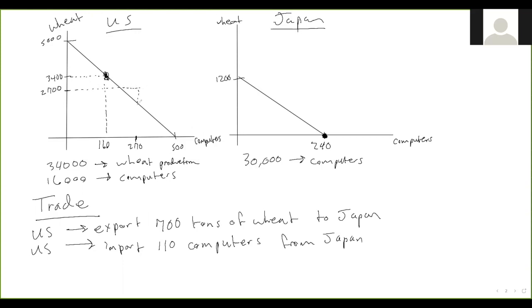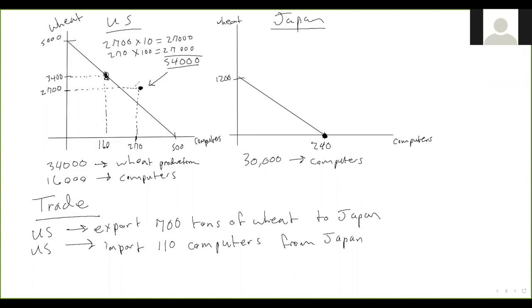which is actually outside of their production possibilities frontier, right? And we can quickly verify that mathematically. 2,700 tons of wheat times 10 hours is 27,000 hours of labor, and 270 computers times 100 hours is also 27,000 labor hours. So this allocation here requires 54,000 labor hours, and we know they only have 50,000. So this is not a point they could have gotten to without trade.